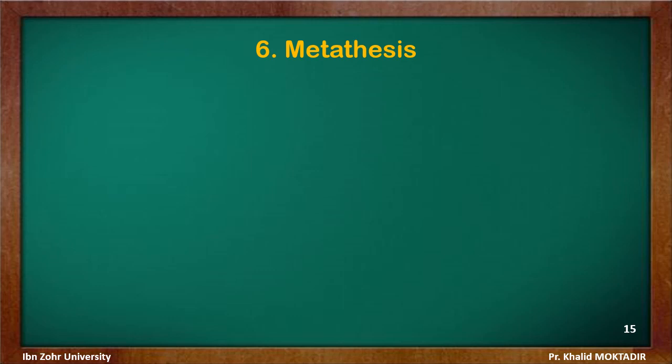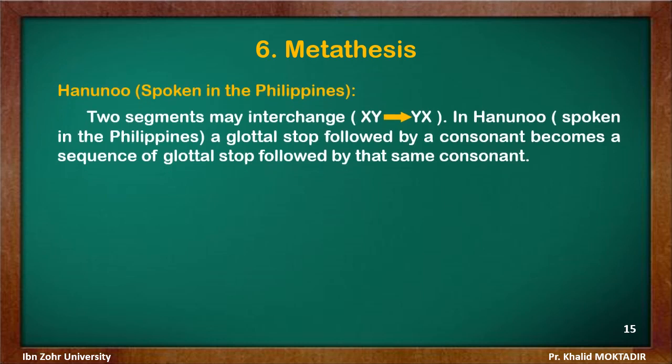Now we move on to metathesis. We pick up an example from Hanunu, spoken in the Philippines. Two segments may interchange, where we have XY that becomes YX. A glottal stop, when followed by a consonant, is in another morphological form a glottal stop followed. We shift and we swap the order of the glottal stop and the consonant.